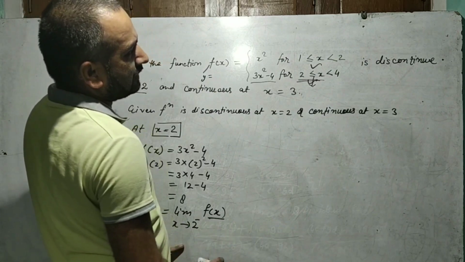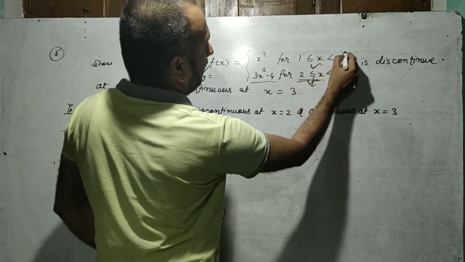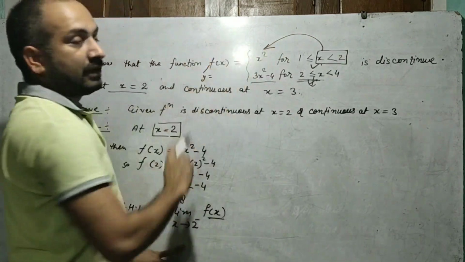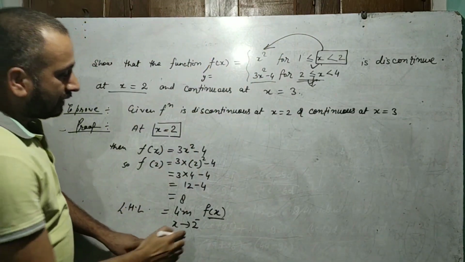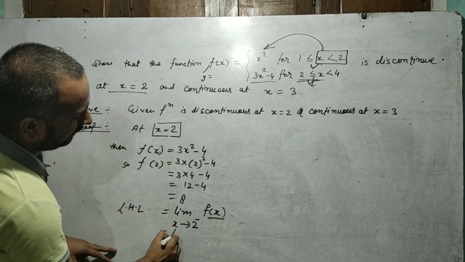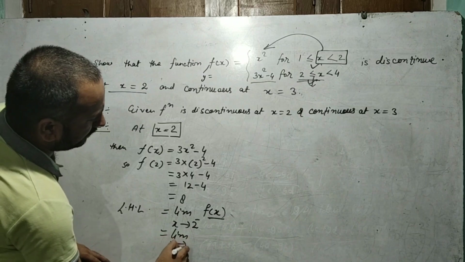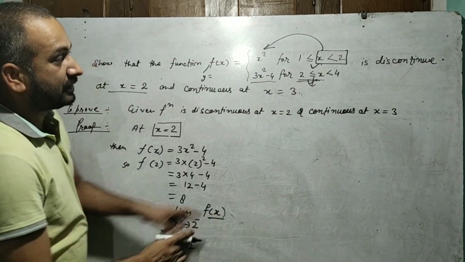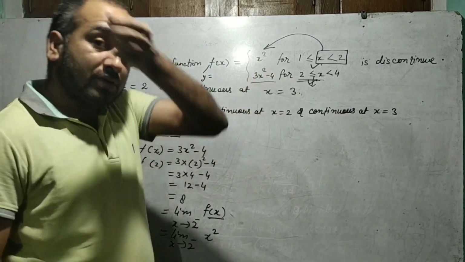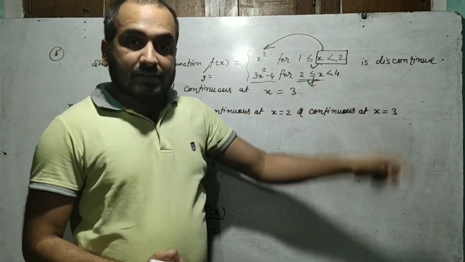So where is x less than 2? x is here, less than 2. See here, your f(x) will be x square. This means the limit as x tends to 2 from the left, your f(x) is x square. Why is it x square? Because here x is less than 2.